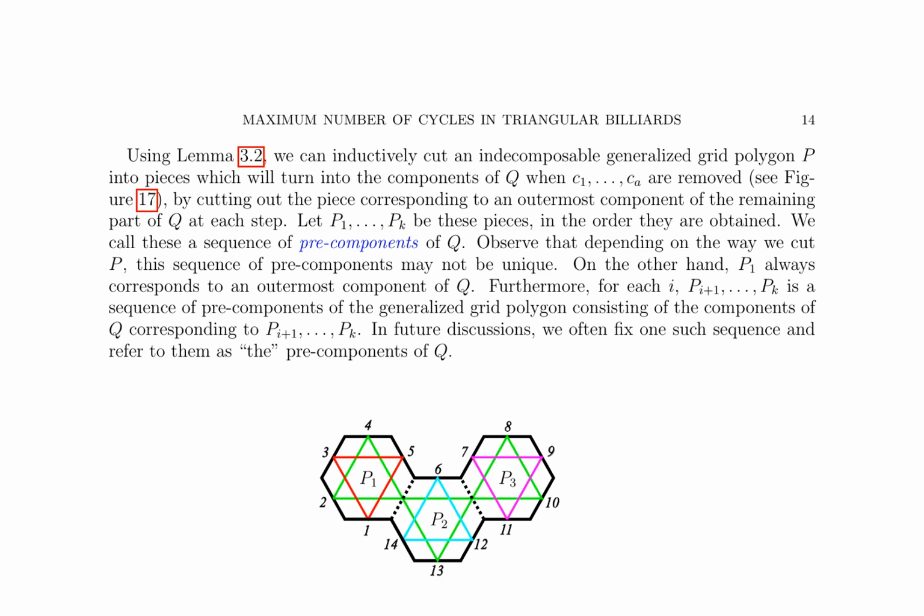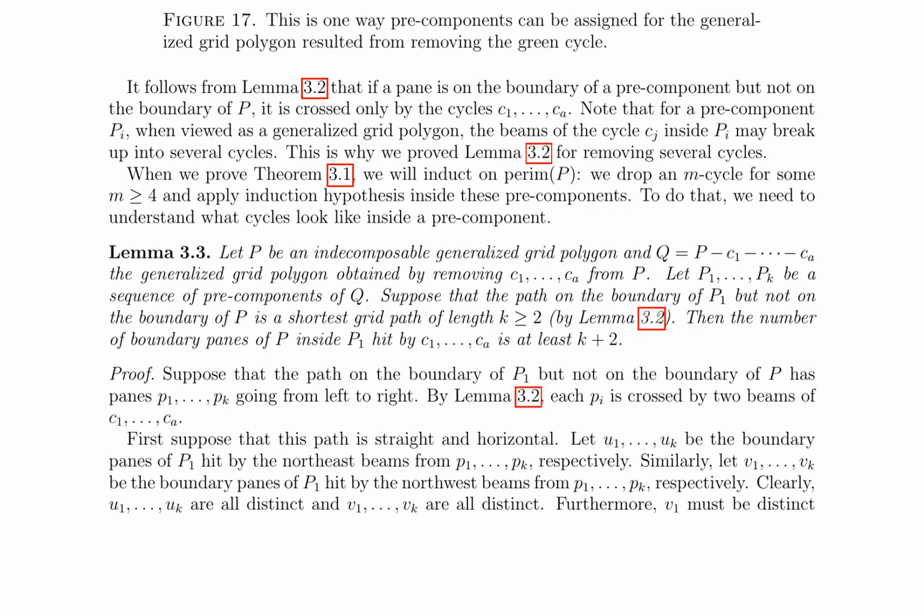The authors also introduce Lemma 3.3, which provides a lower bound on the number of boundary panes of P inside a precomponent P1 that are hit by the cycles C1, ..., Cα. This lemma is essential for the proof of Theorem 3.1. The proof involves considering the shortest grid path of length k greater than or equal to 2 on the boundary of P1 but not on the boundary of P, showing that the number of boundary panes of P inside P1 hit by the cycles C1, ..., Cα is at least k plus 2.